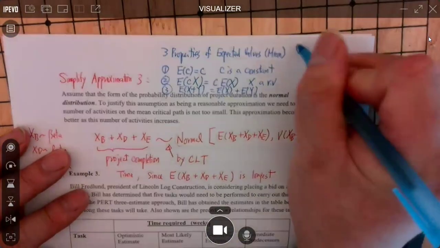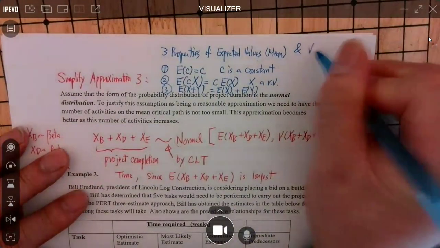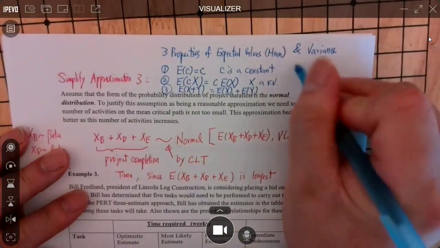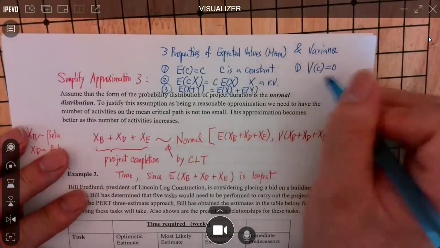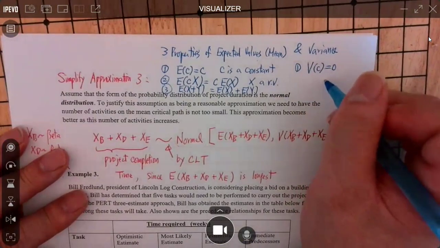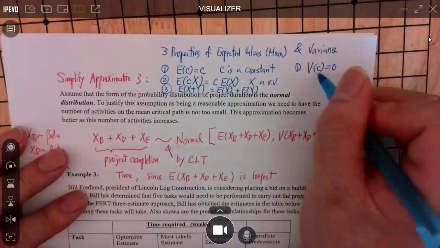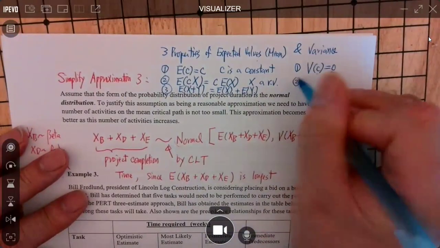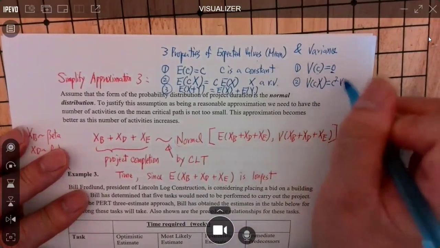Now, next I'm going to talk about 3 properties you should know about the variance of a random variable. Property 1: the variance of a constant is 0. A constant has no spread. Variance is used to measure the spread, the dispersion of a distribution. But a constant has no spread, so the variance is 0. Second one: the variance of CX is C squared times the variance of X.